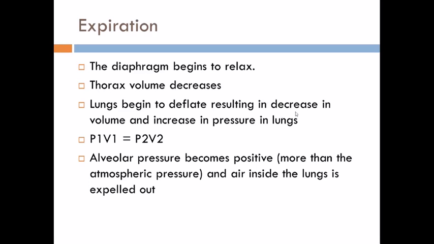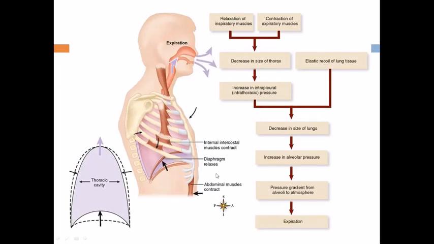It becomes less negative, so the lung begins to deflate, and when it deflates, this decrease in the volume causes an increase in pressure, so the alveolar pressure becomes more positive and air in the lung is expelled out to the area of low pressure, which is the atmosphere. And here is a diagram similar to the previous one explaining this.